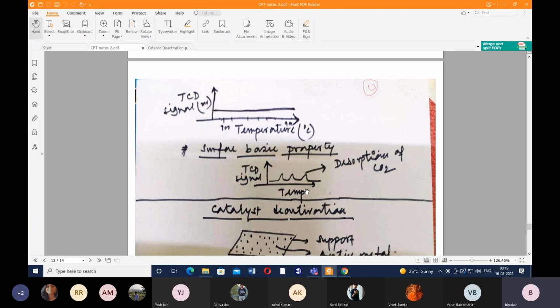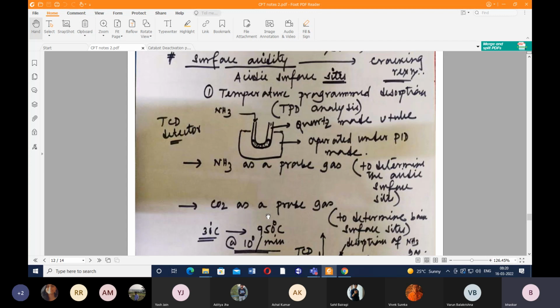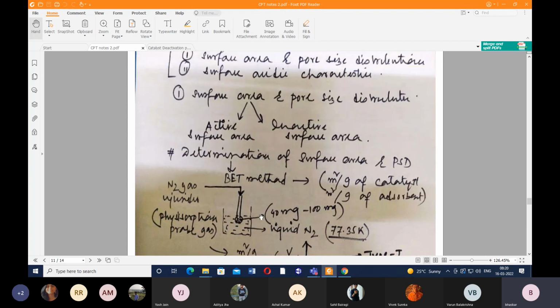The amount of carbon dioxide desorbed or amount of ammonia desorbed can easily be calculated using the signal. We make use of the area under the curve in order to calculate this, and this is calculated in terms of micromole per gram. So here we have taken a basis of 1 gram of catalyst. These are the 2 important surface properties of a catalyst.